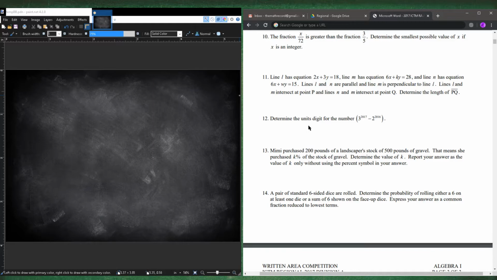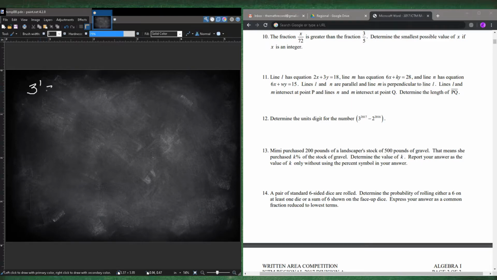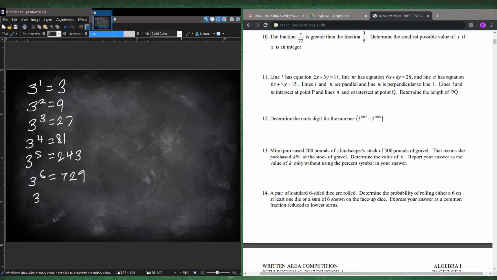Number 12. Determine the units digit for the number 3 to the power of 2017 minus 2 to the power of 2016. Okay, so if you think about it, let's say we have 3 to the power of 1. What is that? That's 3. What's 3 to the power of 2? That's 9. What's 3 to the power of 3? That's 27. 3 to the power of 4? That's 81. 3 to the power of 5? That's 243. 3 to the power of 6? That's like 729. 3 to the power of 7?